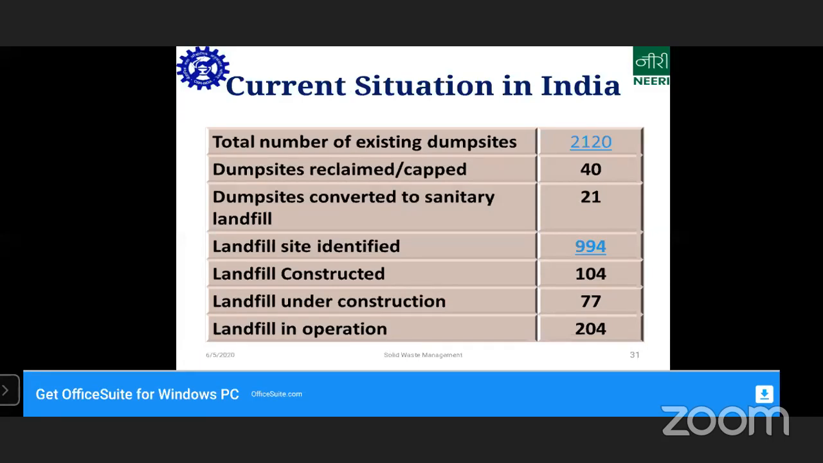The landfill sites identified for the future number around 900, so close to 1000. Then constructed is around 100. Under construction is around 75. Then landfills in operation is around 200. So this is the status of present landfills in India.